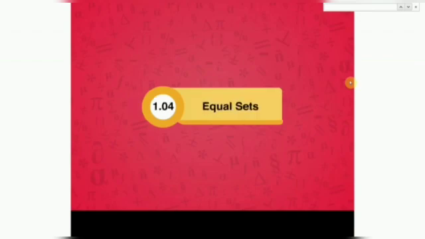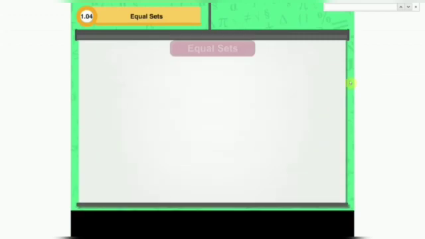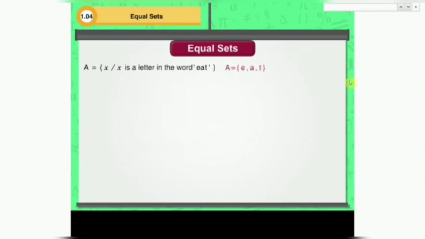Equal sets. Now we will learn about equal sets. Observe the following sets. A is a set of all x such that x is a letter in the word eat. E, A and T are elements of set A. B is a set of all x such that x is a letter in the word ate. A, T and E are elements of set B.